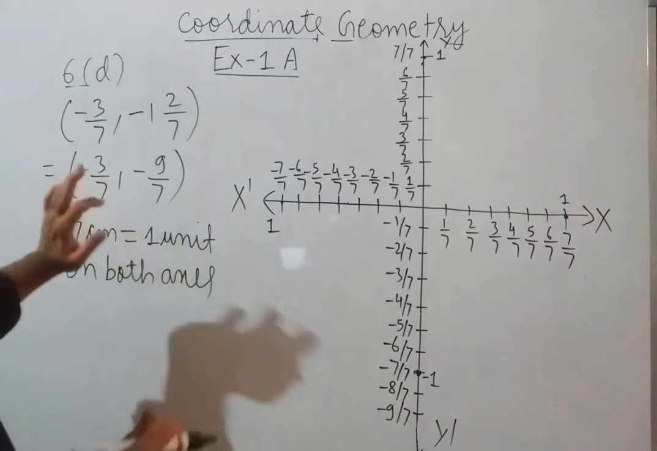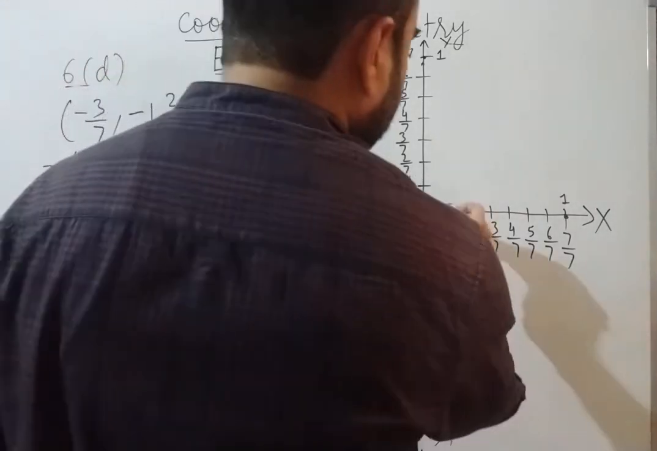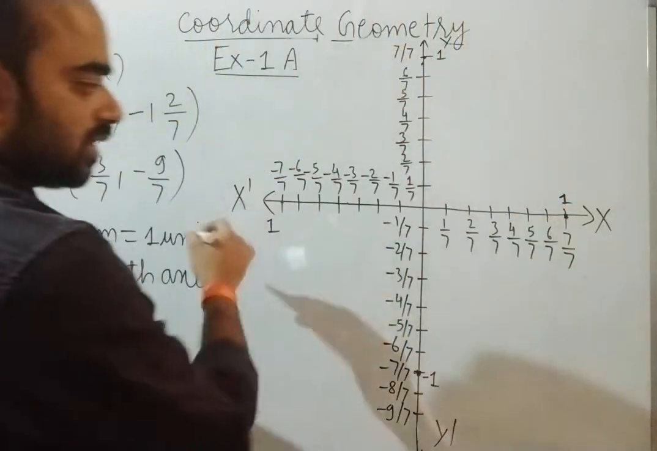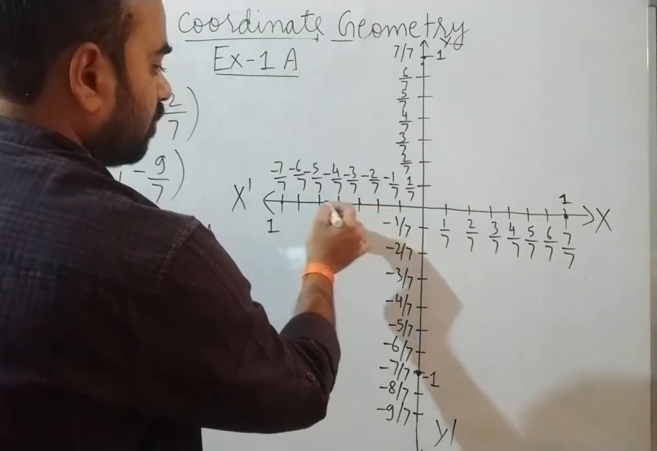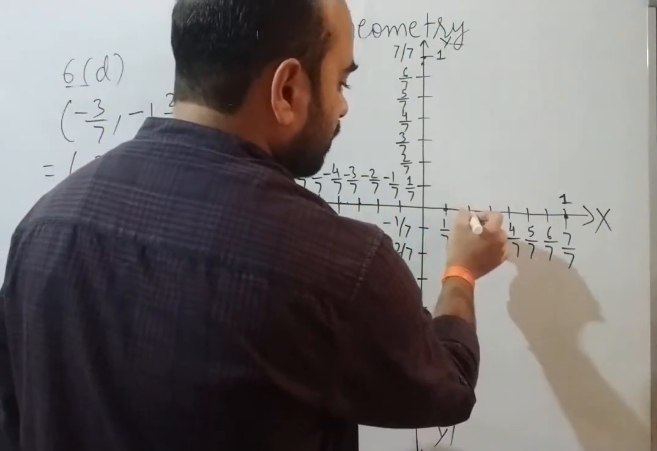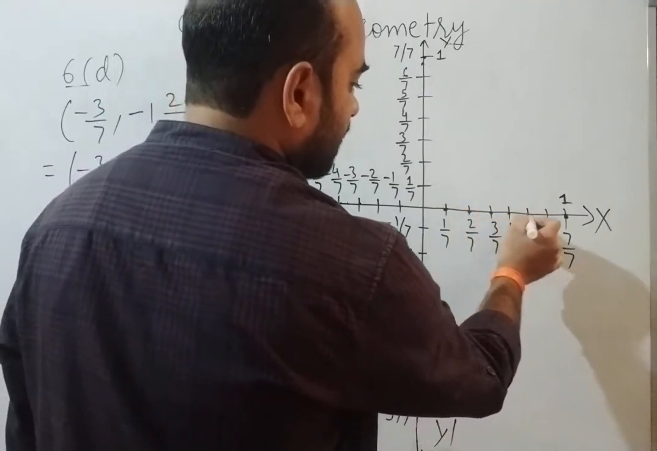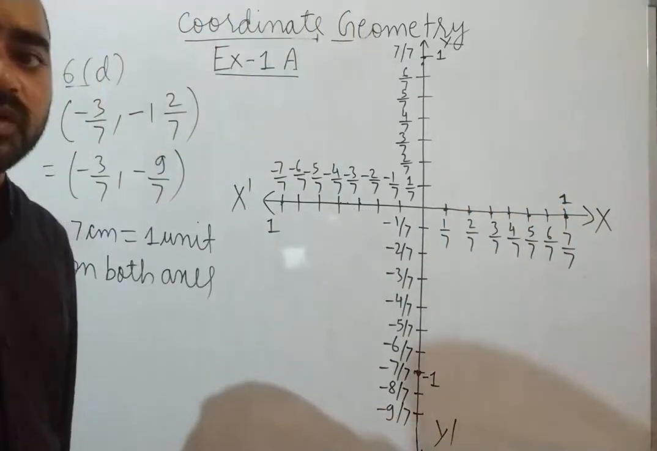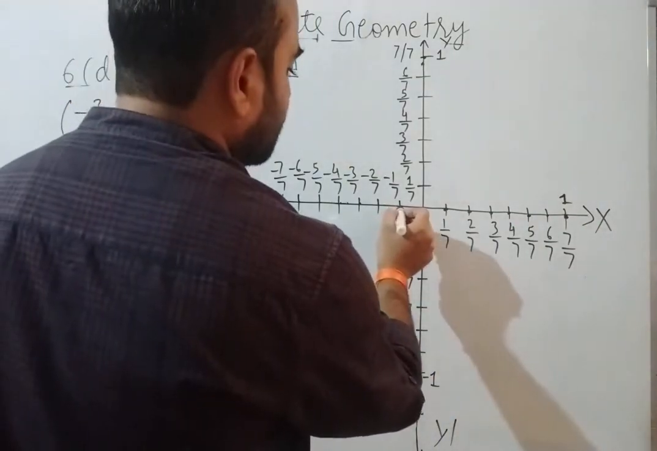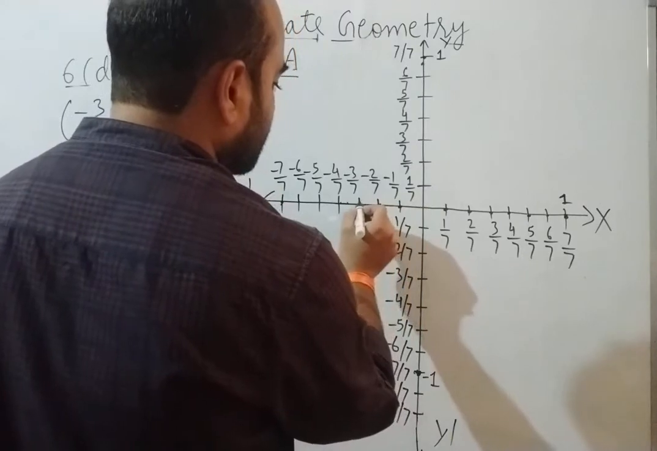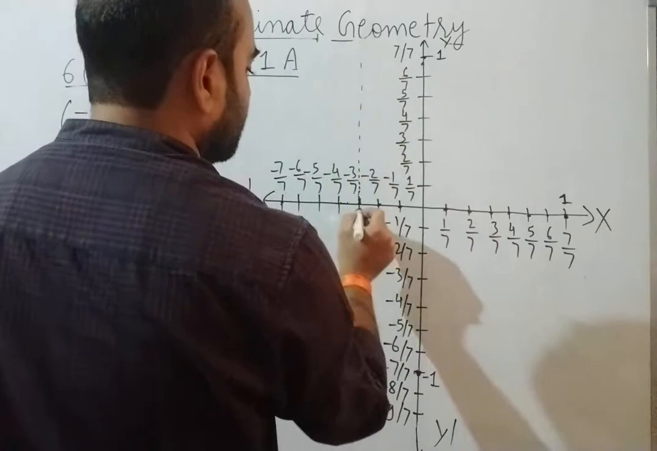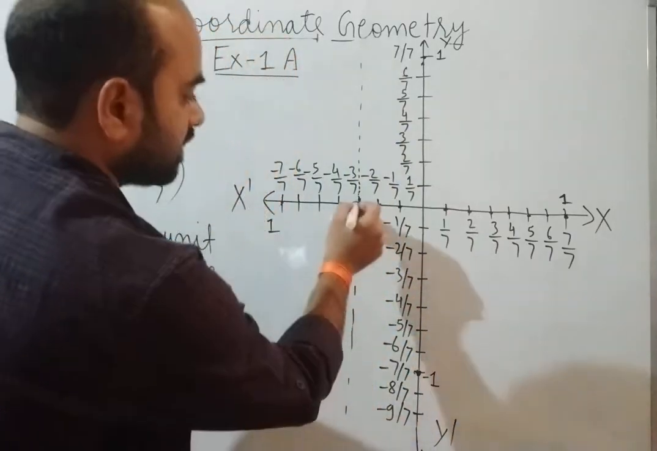See, now 7 centimeter is equal to 1 unit means 1, 2, 3, 4, 5, 6, 7. This will give 1 unit. Similarly, 1, 2, 3, 4, 5, 6, 7. This will give 1 unit. So each will give 1 by 7, 2 by 7, 3 by 7, 4 by 7, 5 by 7, 6 by 7, 7 by 7. We want minus 3 by 7. It means x is minus 1 by 7, minus 2 by 7, minus 3 by 7. It means this point is minus 3 by 7, correct?